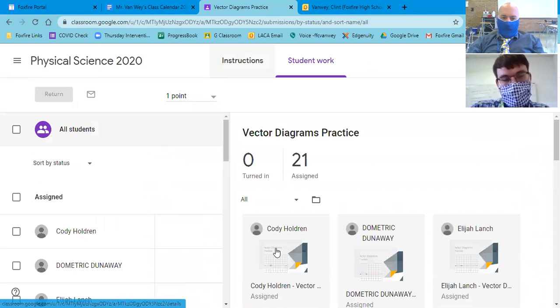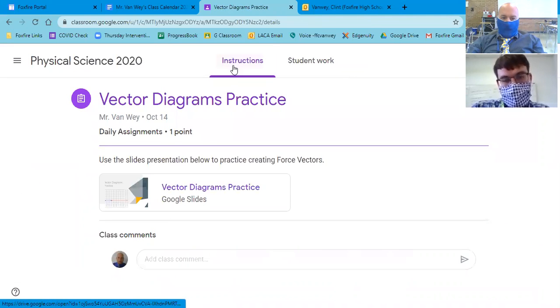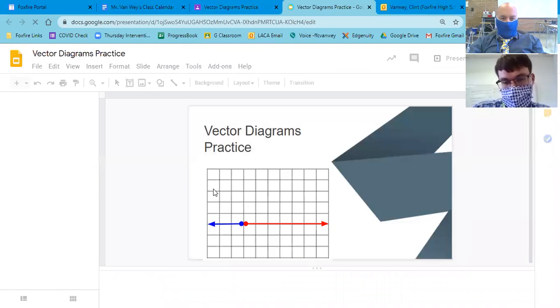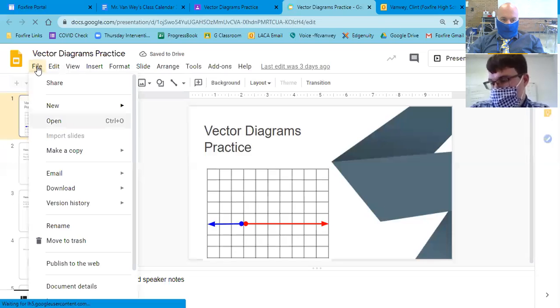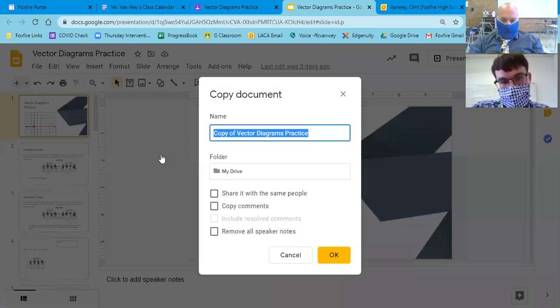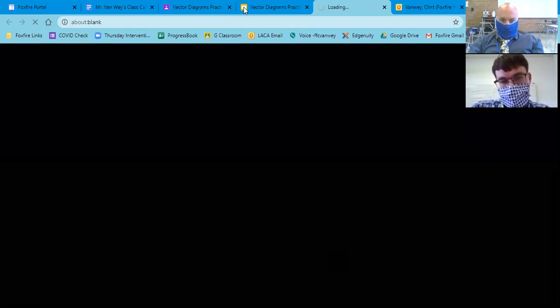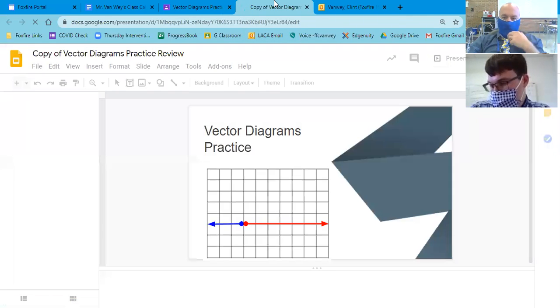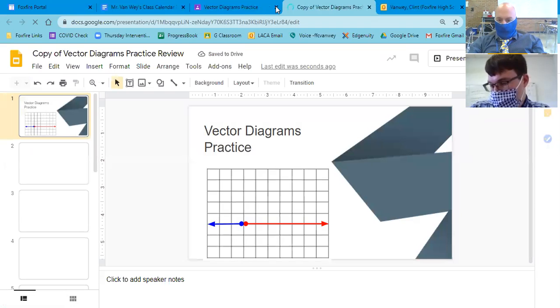Vector diagrams practice. I'm going to pull up my copy of it. Actually, I'm going to make a copy of mine so that I don't mess up you guys' work. That way I don't mess up whatever source work you had in the work that you were doing.